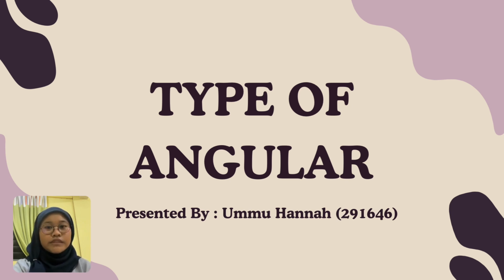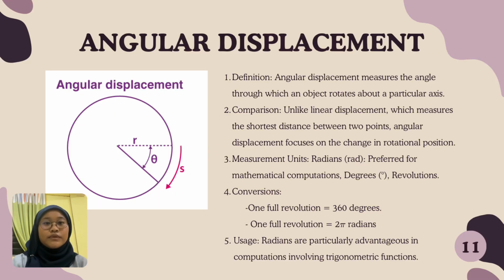I'm going to present about three types of angular motion. We start with angular displacement, represented by the Greek letter theta, which measures the angle through which an object rotates about a particular axis. Unlike linear displacement, which measures the shortest distance between two points, angular displacement focuses on the change in the rotational position of an object.